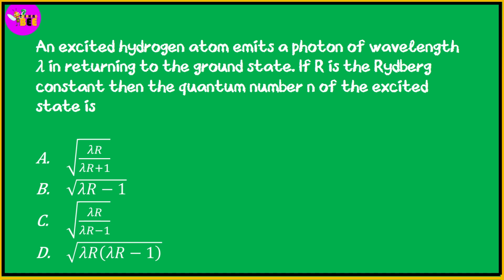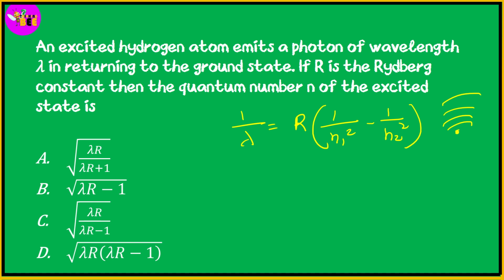Now for this, we need to know the formula: 1 by lambda is equal to R into 1 by n1 square minus 1 by n2 square, where an excited atom falls from an orbit, say n2, into orbit n1. What will be the wavelength? So here R is the Rydberg constant and lambda is the wavelength required.